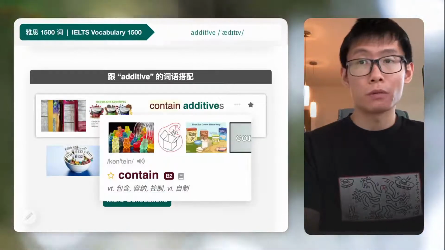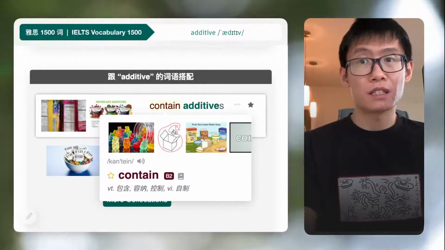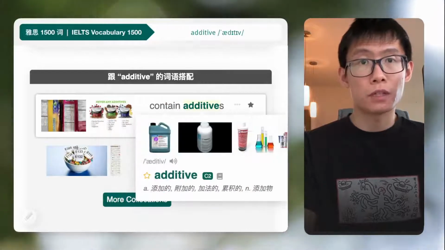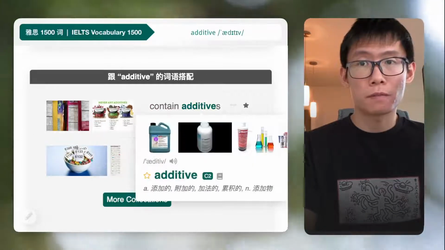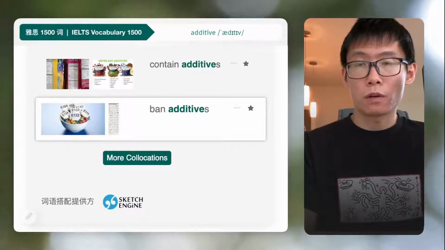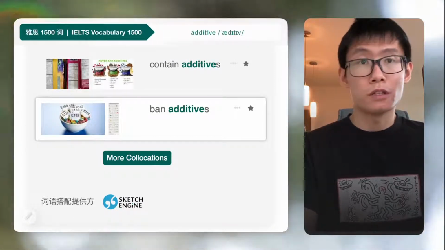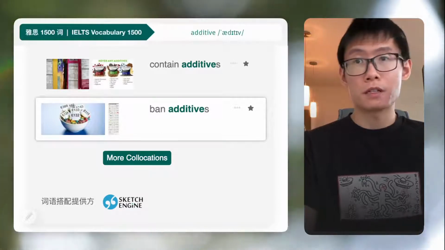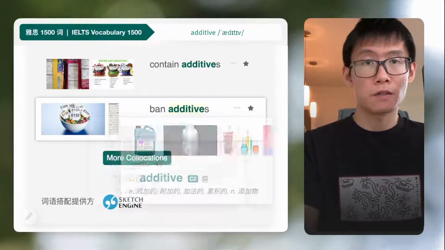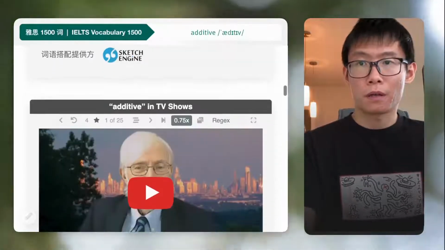比方说一个什么东西有添加剂，我们就可以说 it contains additives. 有添加剂，contains additives. Or we can say we ban additives. 我们要就是禁止添加剂，禁止食品里的添加剂，we have to ban additives in food. Right.